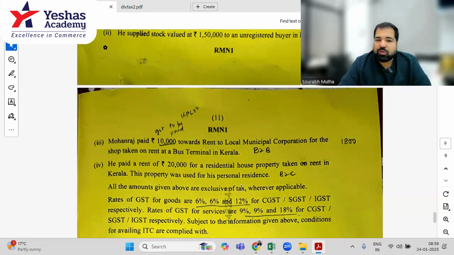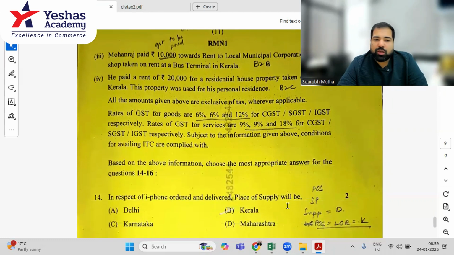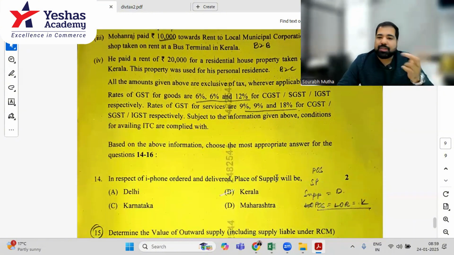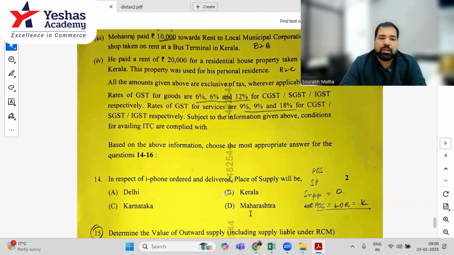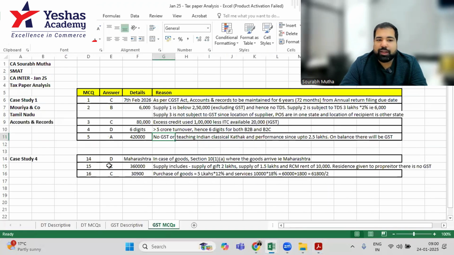All the amounts given are exclusive of tax wherever applicable. On goods, it's 6, 6, and 12%. And on services, it's 9, 9, and 18%. Let's see what they're asking. In respect of the iPhone ordered and delivered, as per section 10(1)(a), the place of supply will be Maharashtra, if you remember. So this is 10(1)(a), and Maharashtra is the answer. Question 14, this is the one, here we go. 14D, Maharashtra.